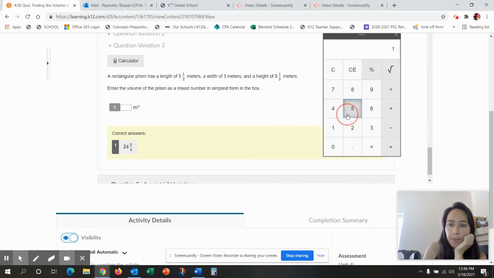1.5 times 3 times 5.5. I wrote them as decimals. Equals 24 and 75 hundredths. That's the same as 24 and 3/4.